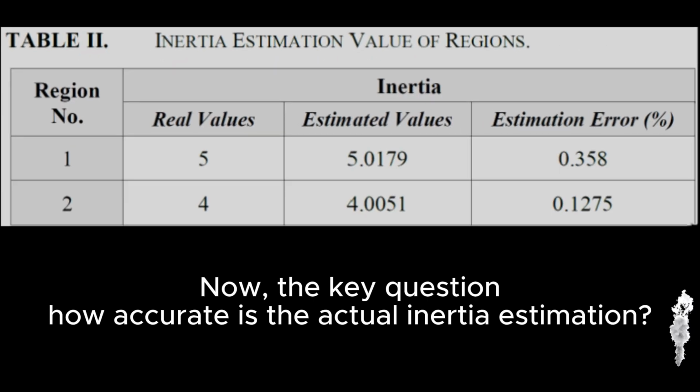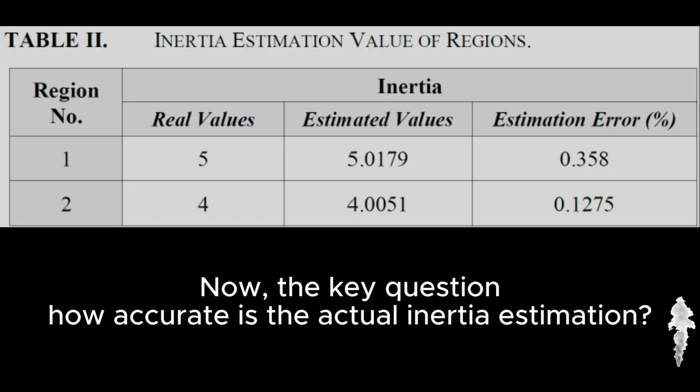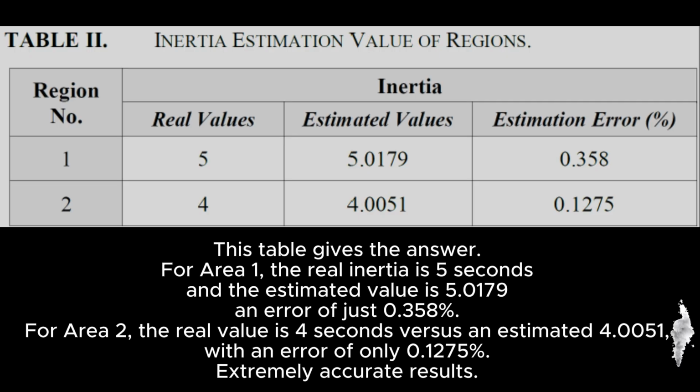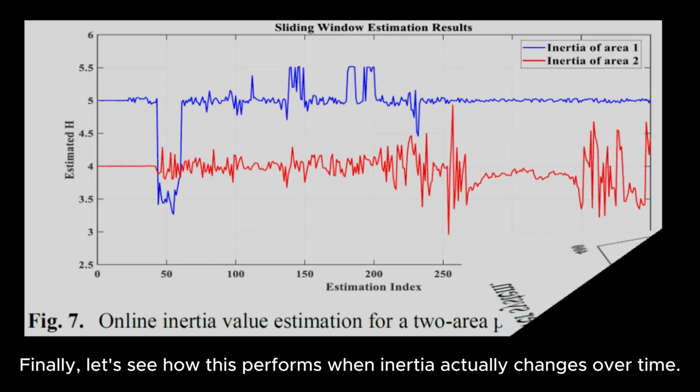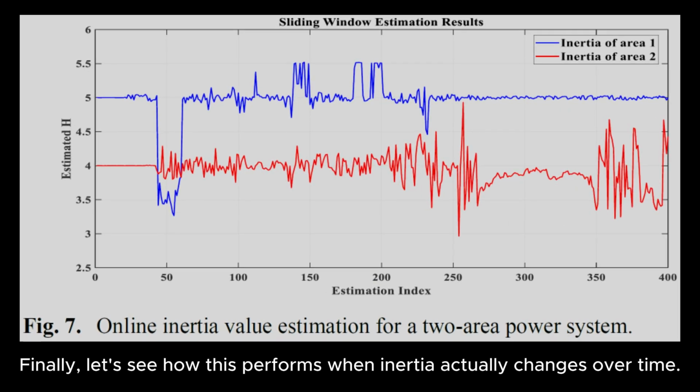Now the key question: how accurate is the actual inertia estimation? This table gives the answer. For area 1, the real inertia is 5 seconds and the estimated value is 5.0179, an error of just 0.358%. For area 2, the real value is 4 seconds versus an estimated 4.0051, with an error of only 0.1275%. Extremely accurate results. Finally, let's see how this performs when inertia actually changes over time.